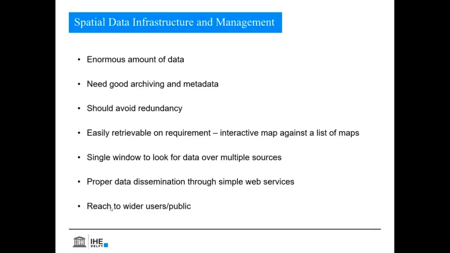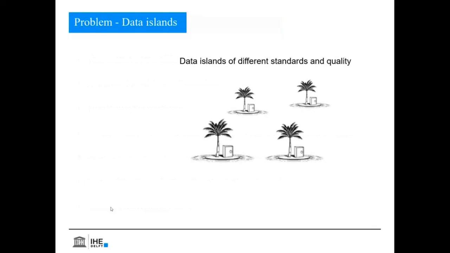specification related WebGIS: reach wider users and the public. Now, what is happening actually? The major problem is data islands. We can consider IHE as one of these islands, right? ATRI is one of the islands. ACIWRM is one of the islands. Another organization is another island. KSRAC is an island. So there are a lot of organizations sitting and developing data.